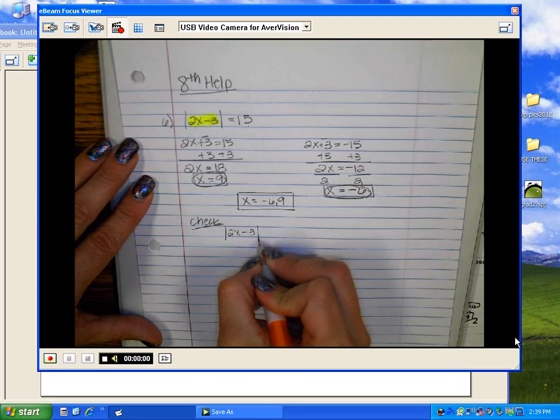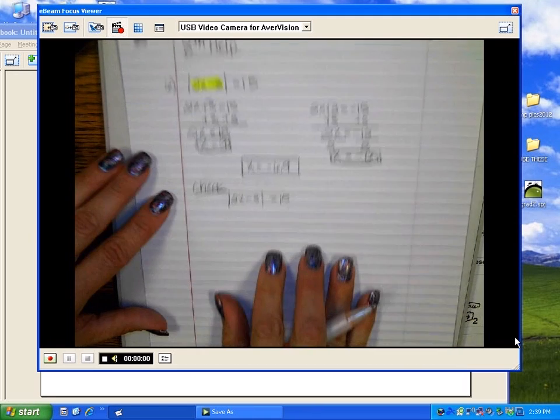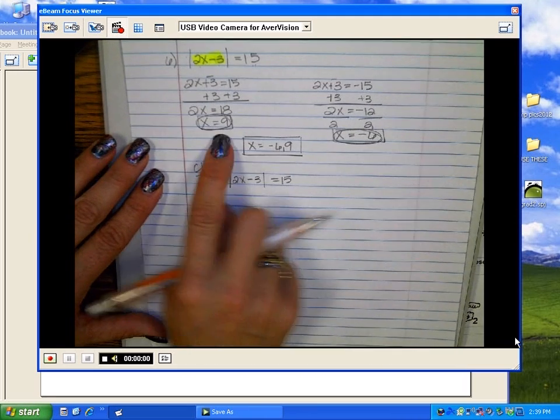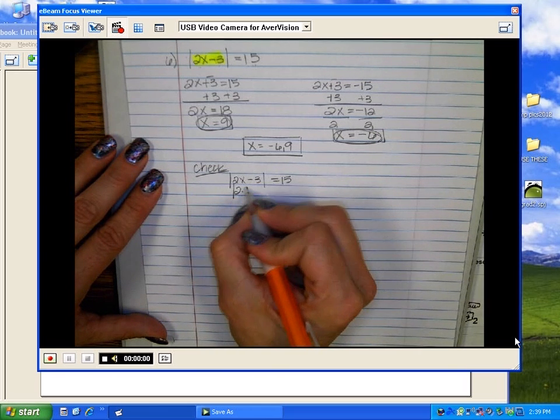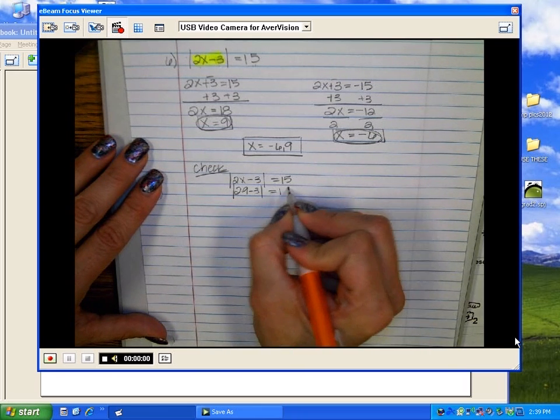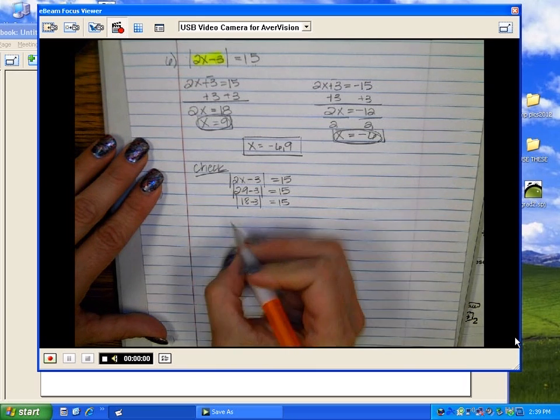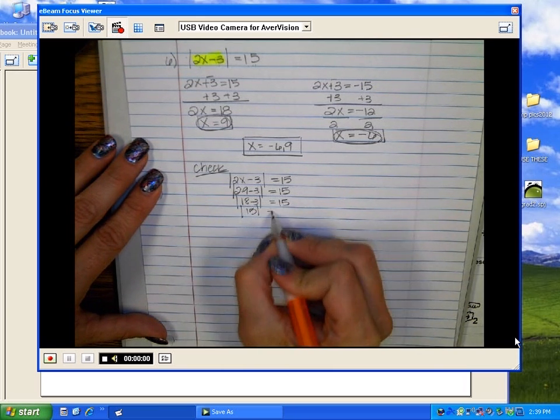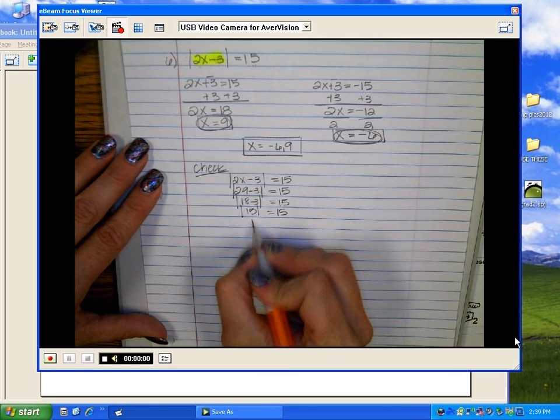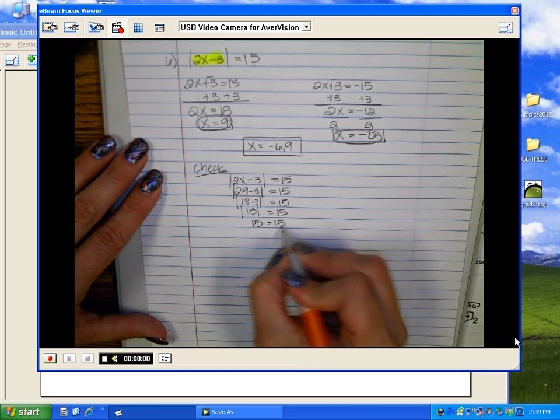So I'm going to start with my original equation, and I'm going to plug in my first solution, which was 9. And I'm going to say 2 times 9 minus 3 is equal to 15. This would be 18 minus 3 is equal to 15, and 18 minus 3 is 15. Does the absolute value of 15, which is 15, equal 15? Yes. So we checked it.